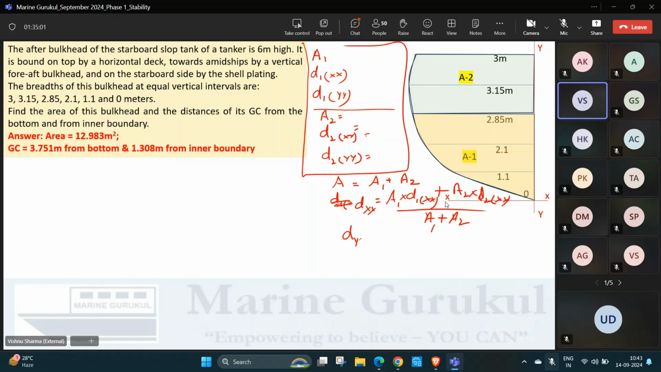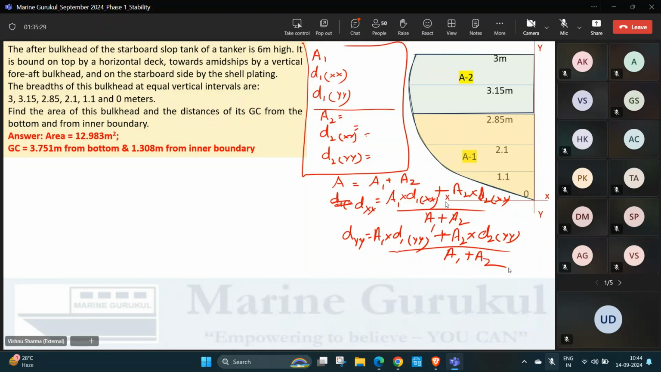Similarly, you can get dYY, A1 into d1YY. I'm sure by now everybody understands why we are doing it. If anybody has a doubt, can clarify. I'm sure the last step, all of you are comfortable, you can perform. We have done it so many times in the past. Yes or no? Clear, guys?